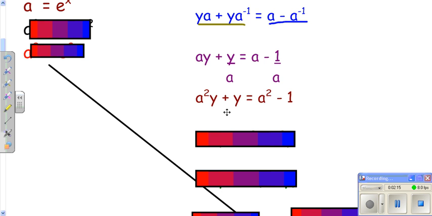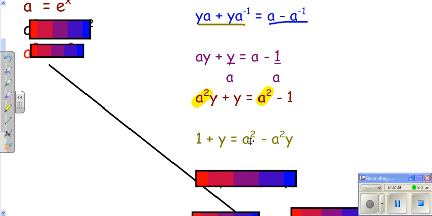Now, we're trying to solve this for a. You'll notice it's quadratic in terms of a because we have an a squared, but we don't have an a to the first power. So all we have to do is really get the a squareds on one side, the non-a squareds on the other side. So here's my a squared. I leave it here. Take this to the other side with that a squared, so I subtract it. My y doesn't have an a, so I leave it there. My 1 doesn't have an a, so I'll add a 1 to both sides.